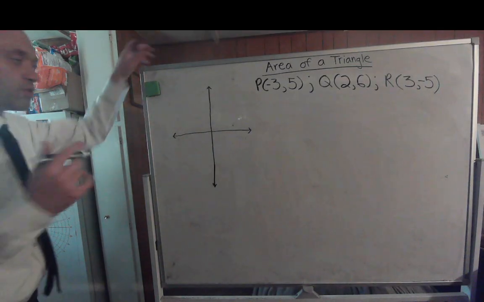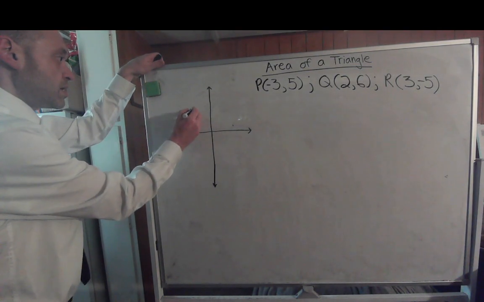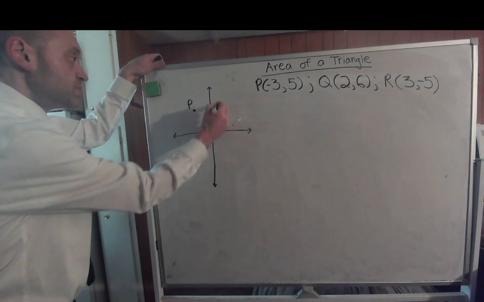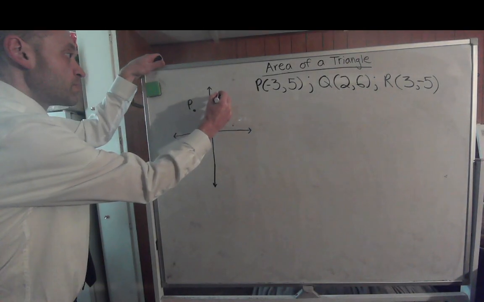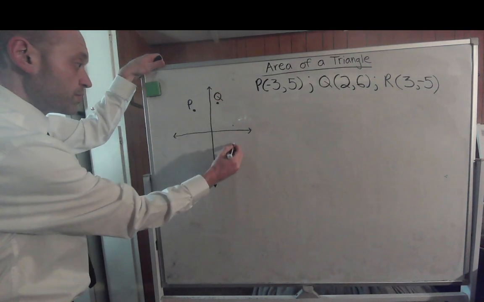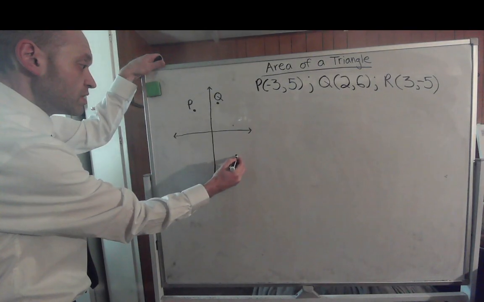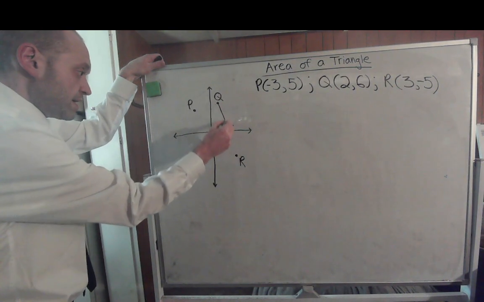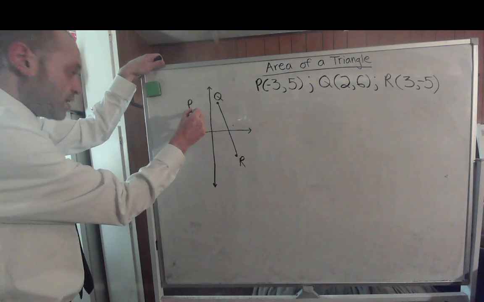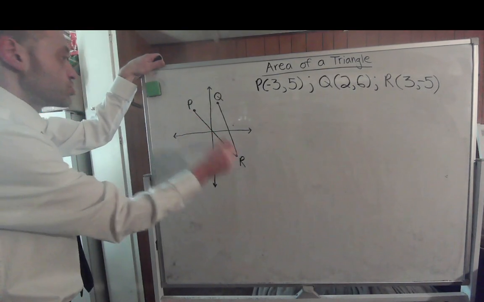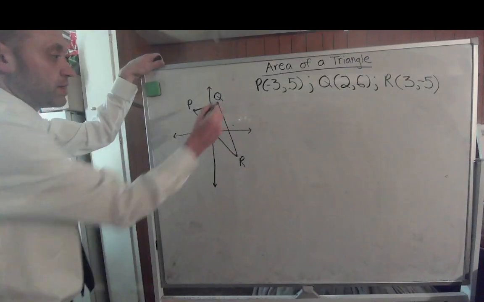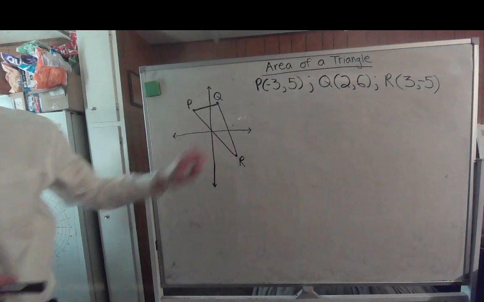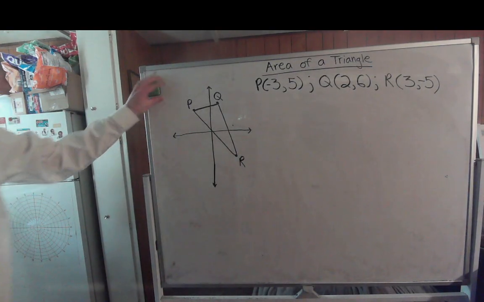So let me draw a rough sketch of that here. Q is at 2, 6. R is at 3, -5. So let's go ahead and connect the dots here, and you'll get a rough representation of what this triangle is going to look like in the coordinate plane. So there's triangle PQR. We need to find the area of that particular triangle.